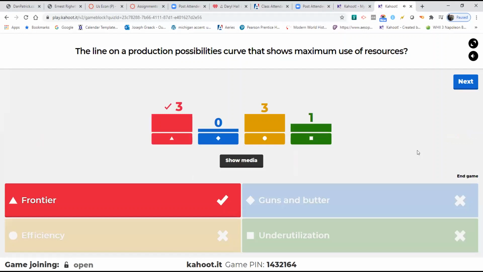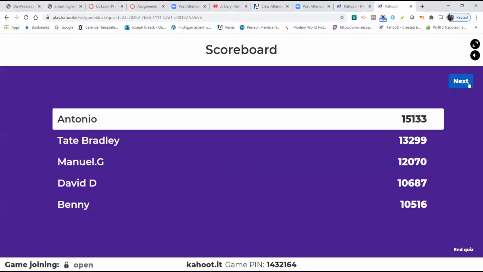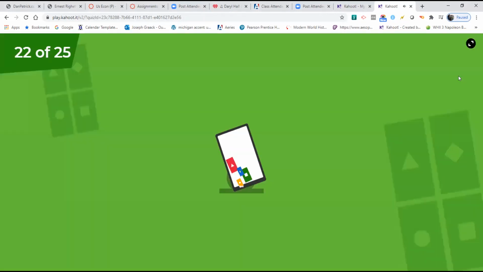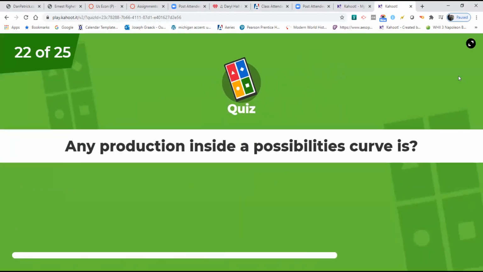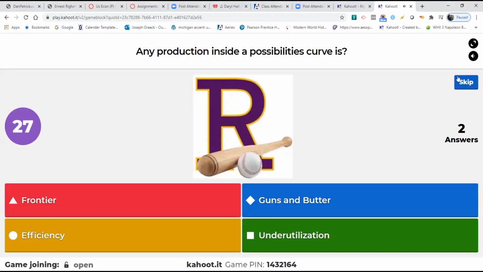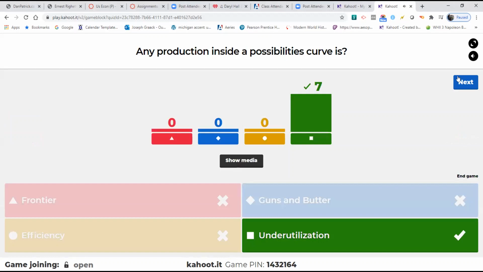Frontier, right? At 100%, that line curve BDC, that we talked about here, that's 100%. Any production inside the possibility, so represented by point A that we had just gone over. Underutilization, good. Less than 100%, underutilization.